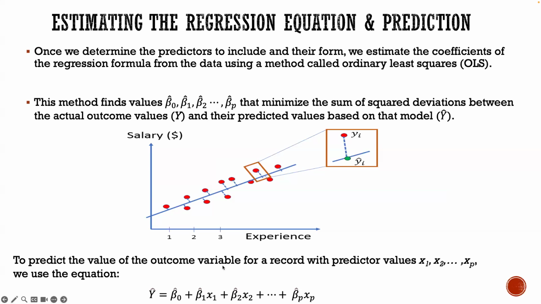So to predict the value of the outcome variable for a record with the predictors x1, x2, all the way till xp, we use this equation. So y hat is our objective, which is the goal of predictive models. We are trying to find y hat. For that, we will have a model where everything will be with a hat, which is a predicted value for each of these coefficients, for any new data that we will have in the validation set.